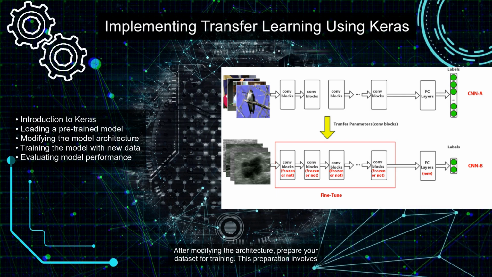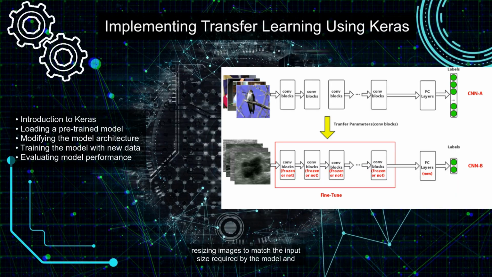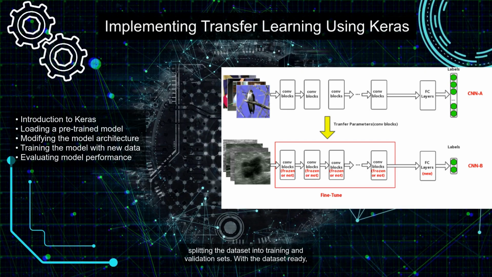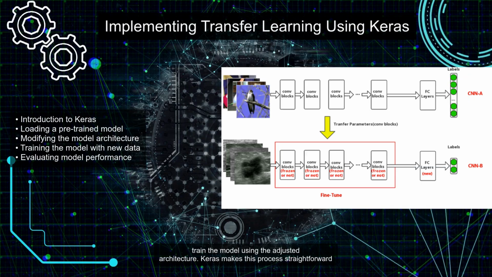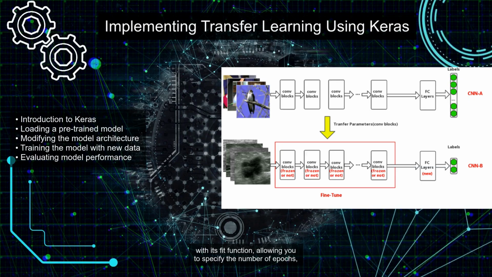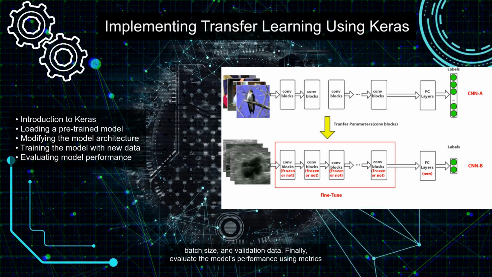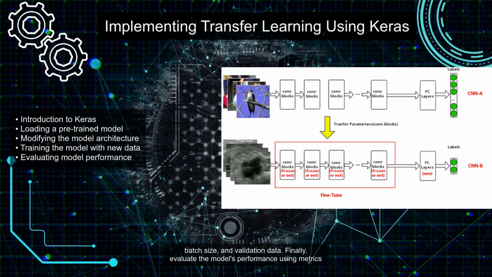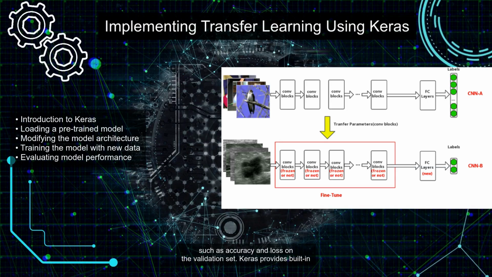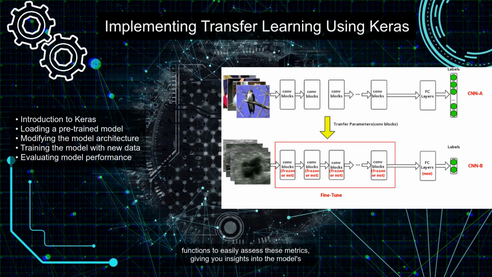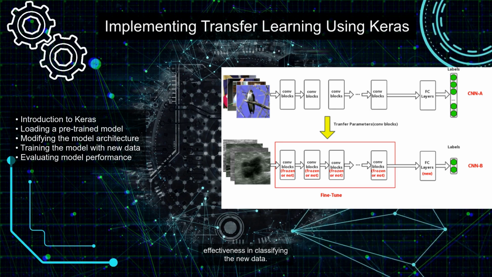After modifying the architecture, prepare your dataset for training. This preparation involves resizing images to match the input size required by the model and splitting the dataset into training and validation sets. With the dataset ready, train the model using the adjusted architecture. Keras makes this process straightforward with its fit function, allowing you to specify the number of epochs, batch size, and validation data. Finally, evaluate the model's performance using metrics such as accuracy and loss on the validation set. Keras provides built-in functions to easily assess these metrics, giving you insights into the model's effectiveness in classifying the new data.